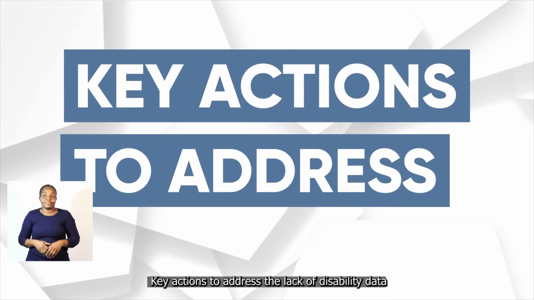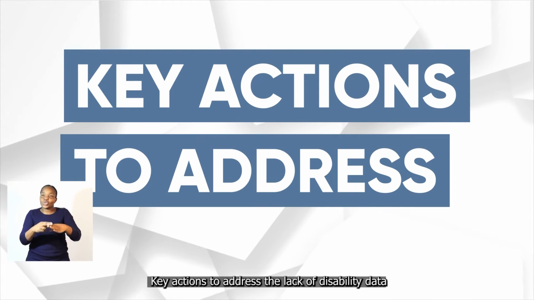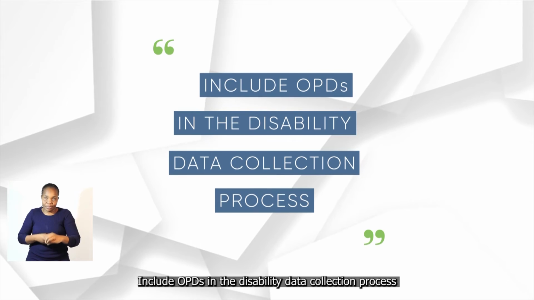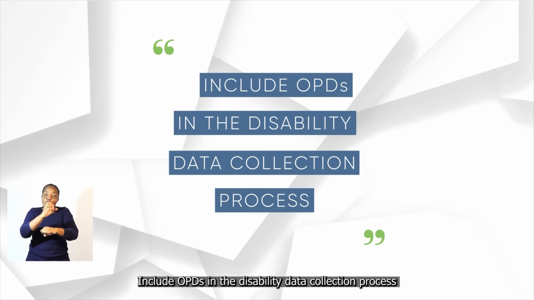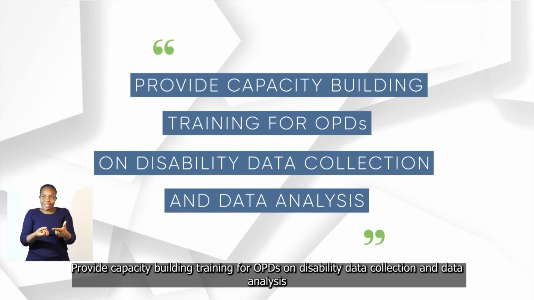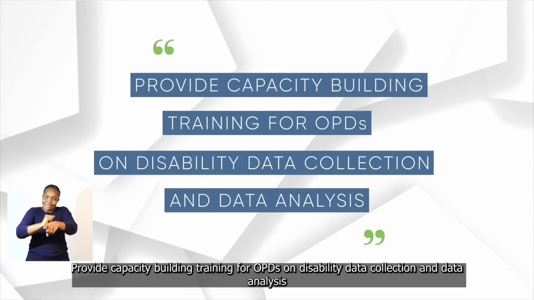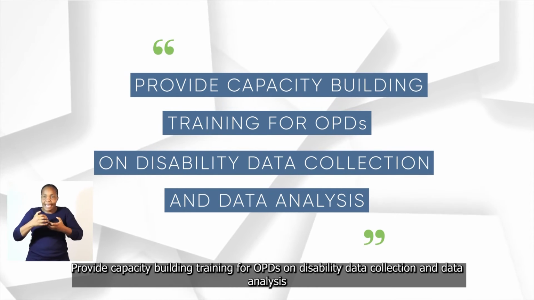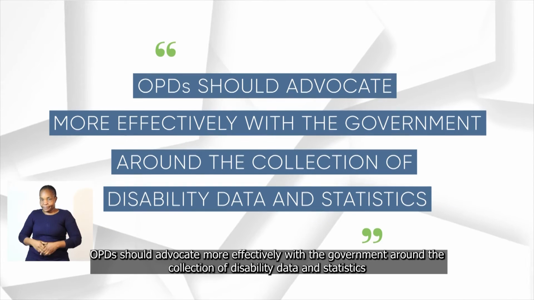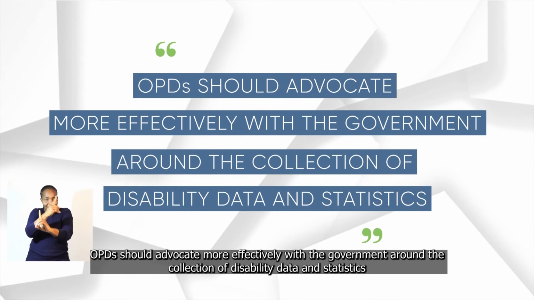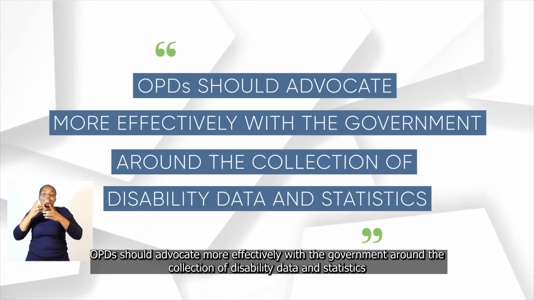Key actions to address the lack of disability data include: include OPDs in the disability data collection process. Provide capacity building training for OPDs on disability data collection and data analysis. OPDs should advocate more effectively with the government around the collection of disability data and statistics.